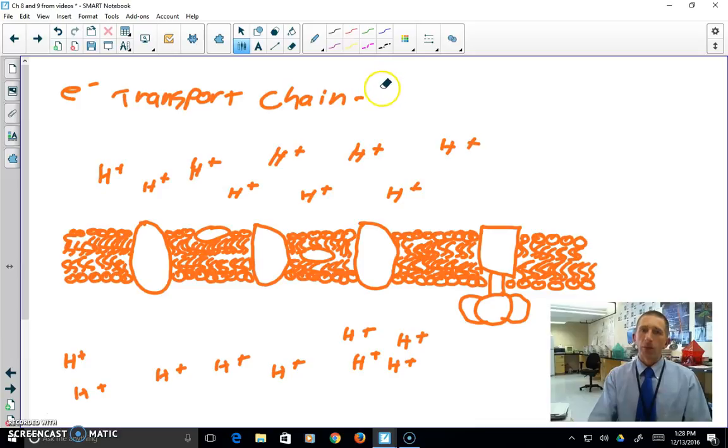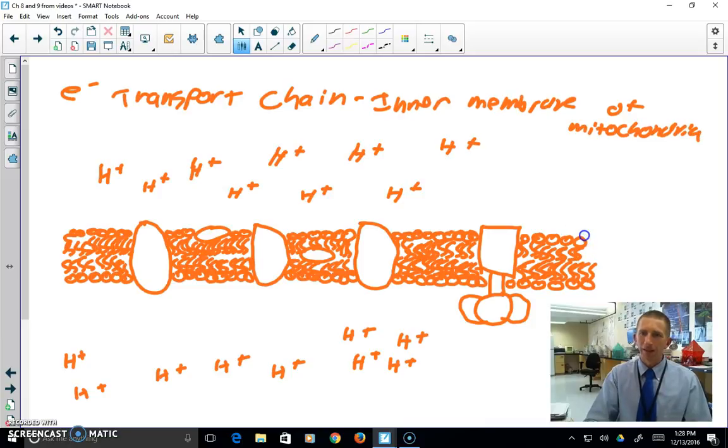All right, so electron transport chain, this occurs in the inner membrane of the mitochondria. So that's this thing right here, right? You guys all notice that's a membrane, phospholipid bilayer. So this is the inner membrane of the mitochondria. So that's inner membrane, IM. Right there.